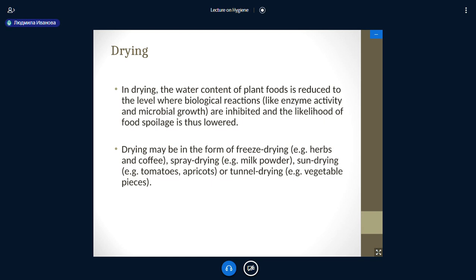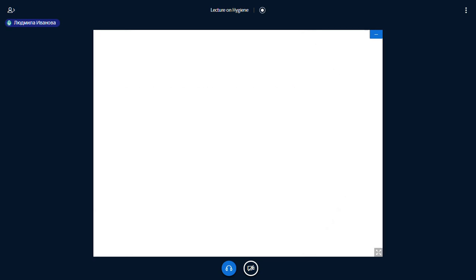But now, drying, I told you: freeze drying, spray drying, milk powder, sun drying to make apricots, or tunnel drying for vegetables. But this tunnel drying is for industrially produced foods.